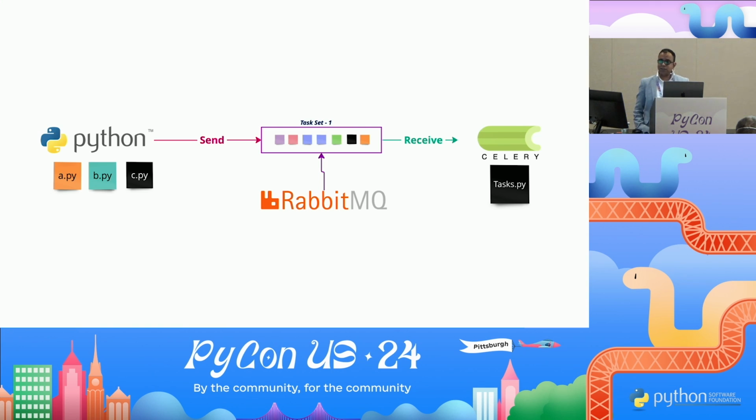But if you just use RabbitMQ, maybe you will see producers and consumers a lot more. So you will have two sets of files. One is Python files which are sending tasks to the task queue, and another is the Python file which is taking the task from the RabbitMQ task queue and working on that task. So this is how it looks.